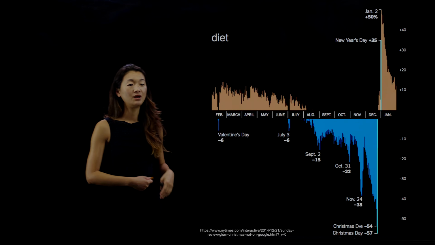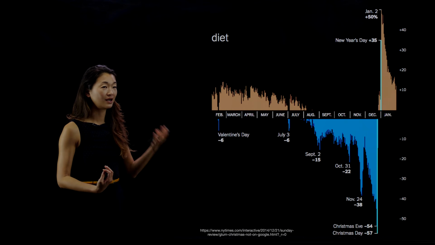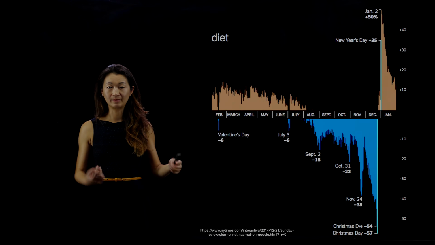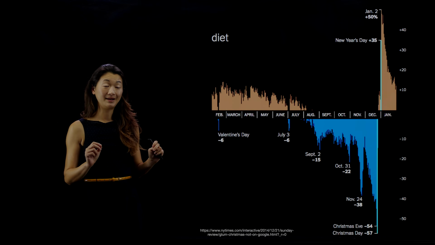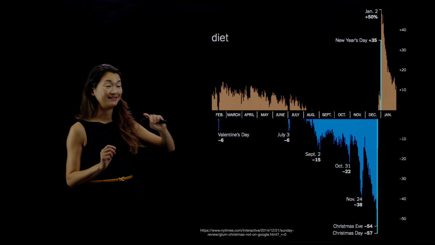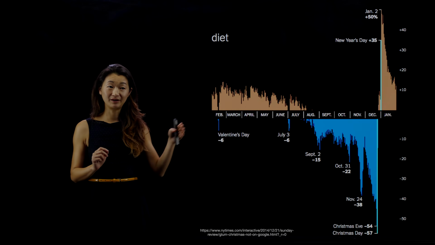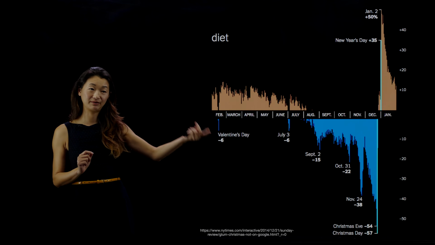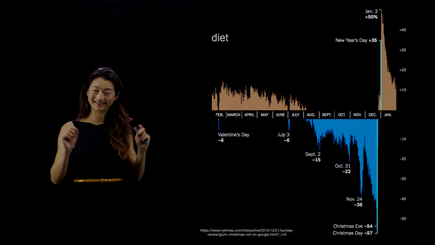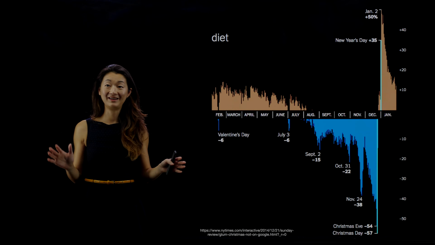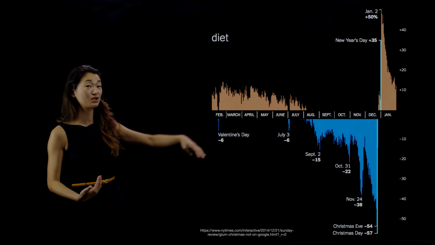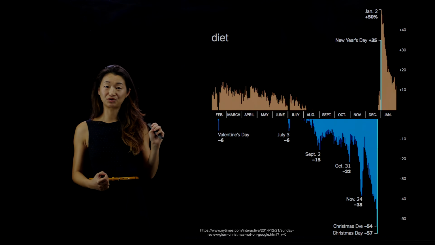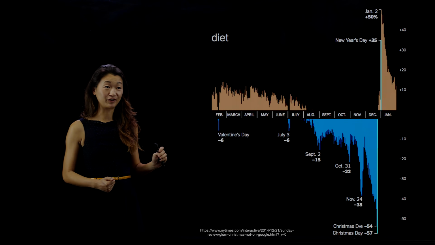What we're looking at here is the relative frequency of the search term diet in Google sorted by the days of the year, starting from January 1st over there, all the way back here onto the next January 1st. So what you'll see, as this plot does very well conveying in a self-explanatory way, is that there's a huge spike in the incidence of people searching for the word diet on January 1st.